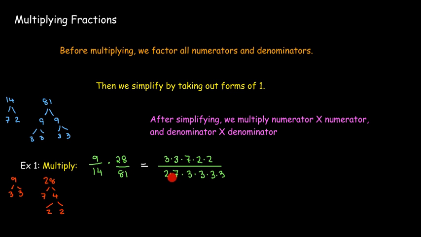To make things simpler, I'm going to rearrange the factors so that the common factors, or the forms of 1, are clear. And after I do that and take out the forms of 1, what's left on the top is just 1 times 1 times 1 times 1 times 2, and on the bottom, I just have 1 times 3 times 3, or 2 over 9.